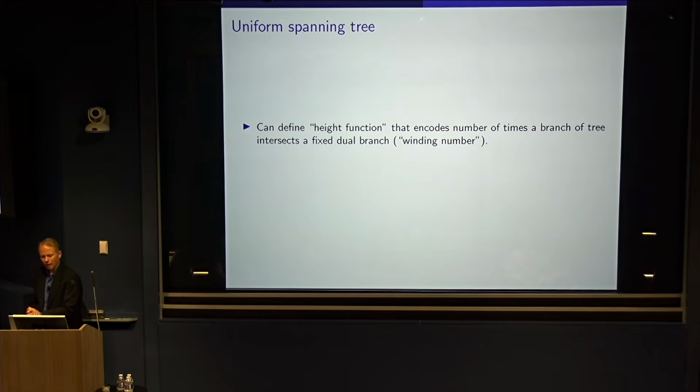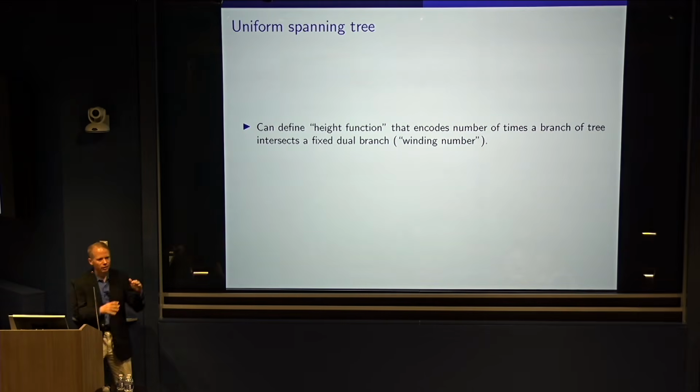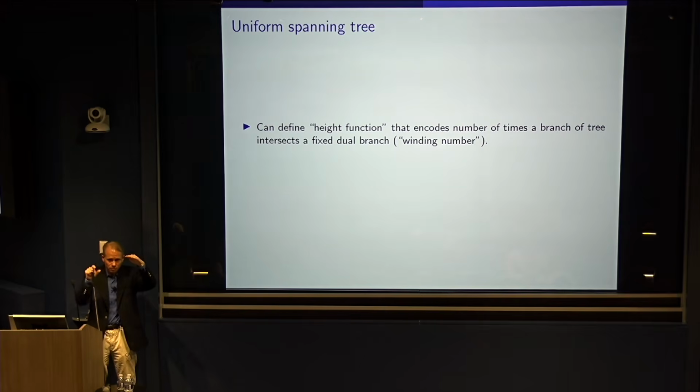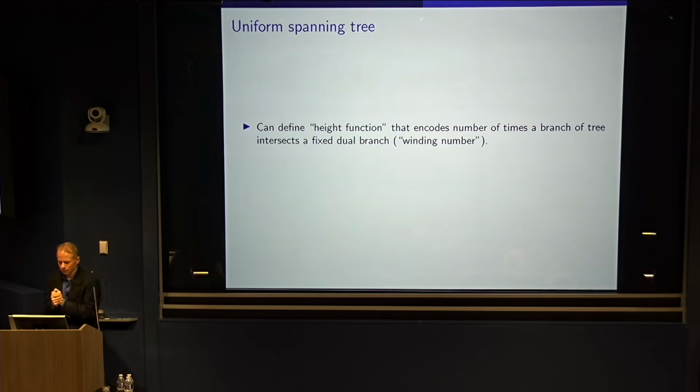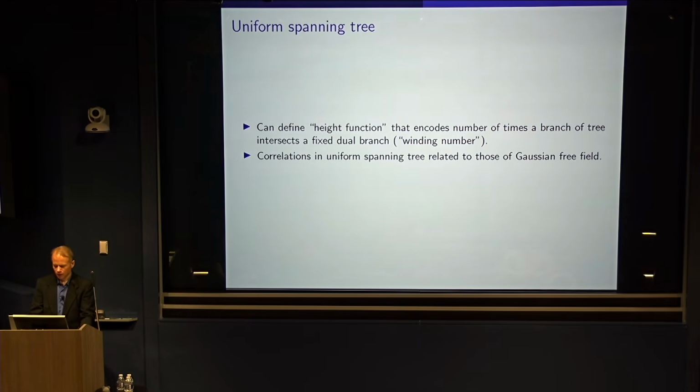Okay, uniform spanning tree, we can define a height function. So let me tell you what this is. Basically, if I give you any graph, let's say like a grid, a tree is going to be a collection of edges in that grid where it has no cycles, and it's connected. And a spanning tree will be a maximal set of edges with this property. Every vertex is reached somehow, and there's only one connected component.